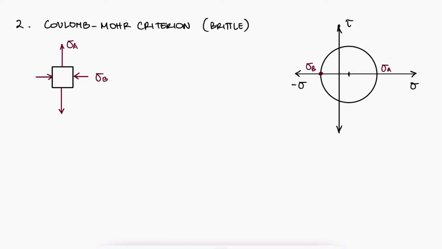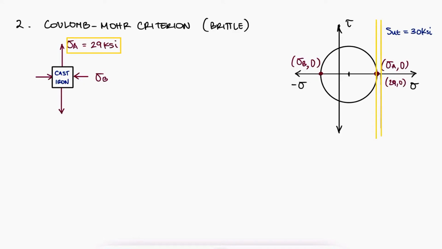We already know that when looking at the principal stresses, tau, or the shearing stresses, are 0. So the only stresses that we're going to see in our stress element are sigma B and sigma A. Let's suppose for a minute that we're still using cast iron that has an ultimate tensile strength of 30, and that our principal stress sigma A is equal to 29 ksi. We know that sigma A is cutting it close, but it's not quite greater than the ultimate strength.